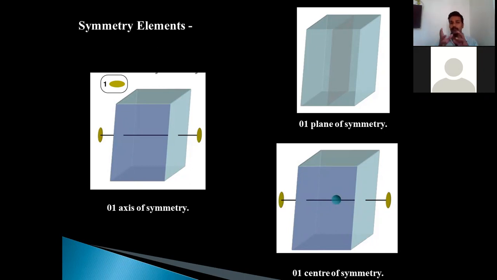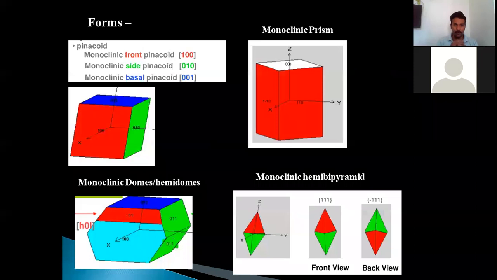And the most important thing is that here the decrease in the symmetry is attributed to the inclination of the a-axis. Because of the inclination present in the axial system, such a decrease in the axial symmetry can be observed. Now let us see the forms.